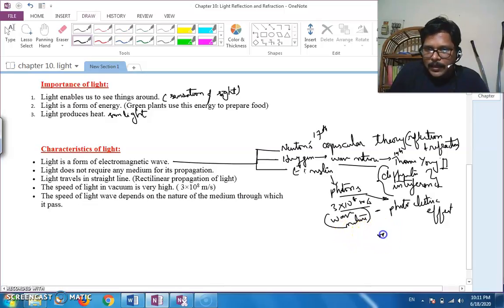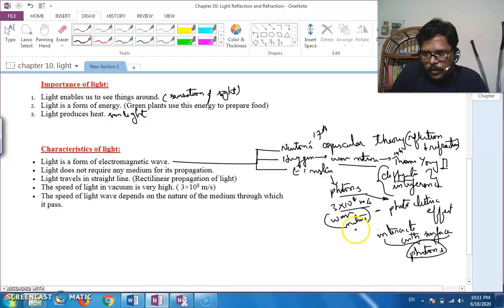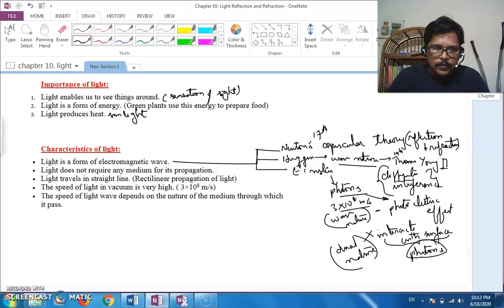But when they interact with the surface of metals, or with the surface of objects, they exhibit particle nature. So this is dual nature, wave nature plus particle nature. Light at present is of dual nature, and we need to accept that. It shows both the particle nature as well as the wave nature.